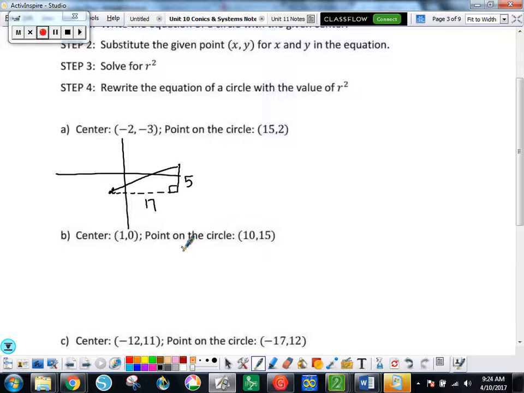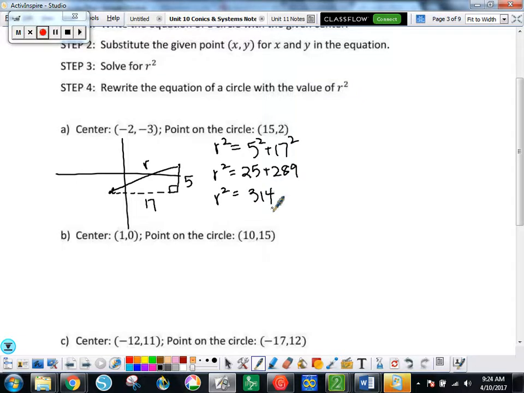The Pythagorean theorem. So I did not do what they did on steps 1, 2, 3, and 4. It's always easier this way, but if you want to follow steps 1, 2, 3, and 4, by all means. But we are going to say that r squared equals 5 squared plus 17 squared. R squared equals 25 plus 289. R squared equals 314.